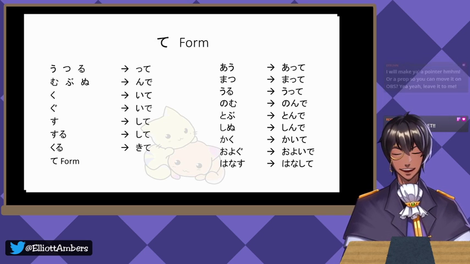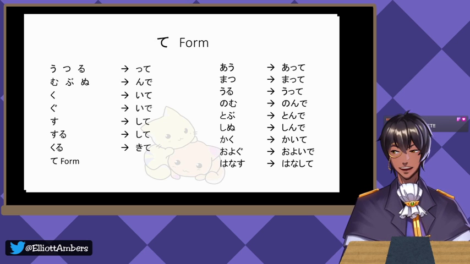And uru, to sell, becomes utte, please sell. Like you're a door-to-door salesman and they need you to sell something.